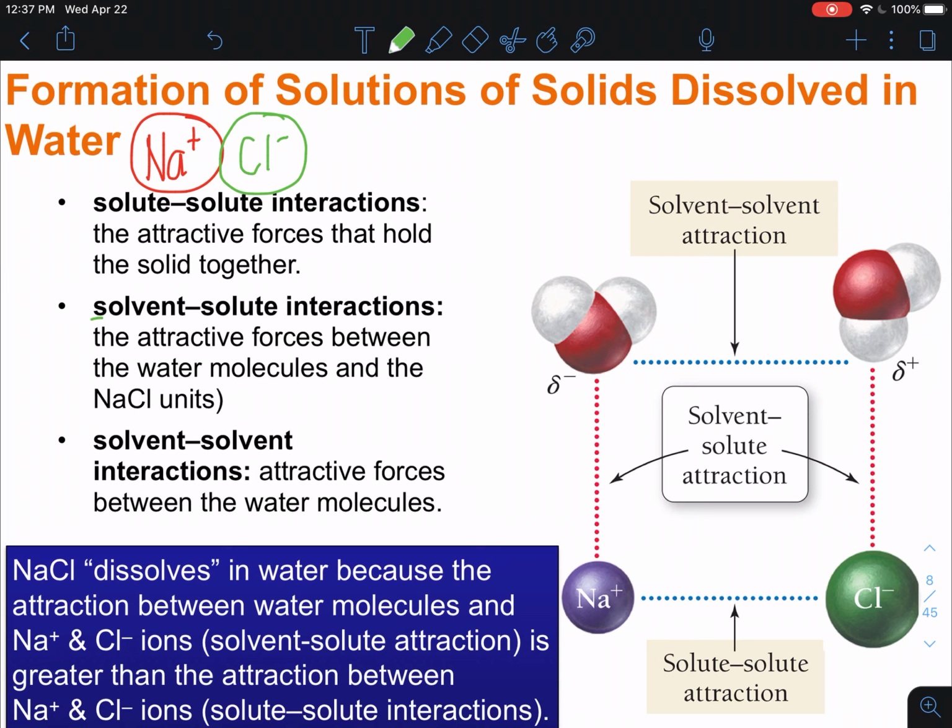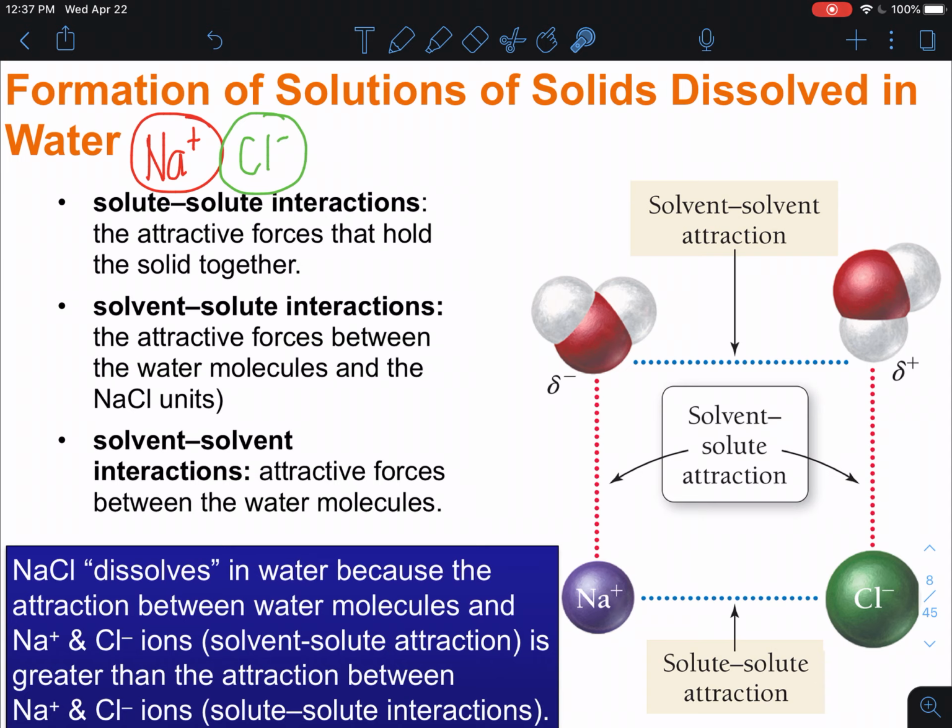We have solvent-solvent interactions. This is the attraction forces between, for example, water molecules. So that's this attraction force right here. The solute-solute interactions that we talked about up here are the attraction forces that keep the sodium and the chloride together. And then finally, we have the solvent-solute interactions. This is the attractive forces between the water molecules and the sodium chloride units. So that's these attractions right here.